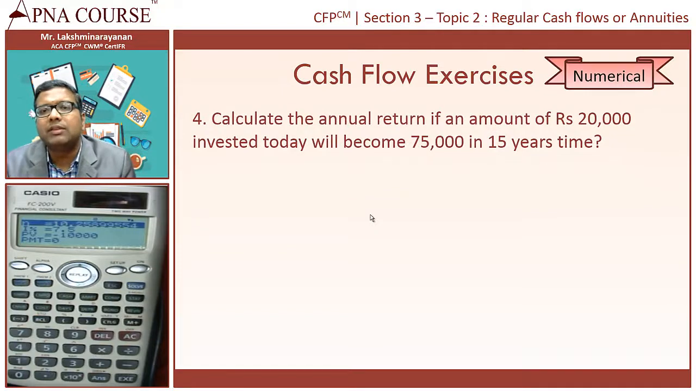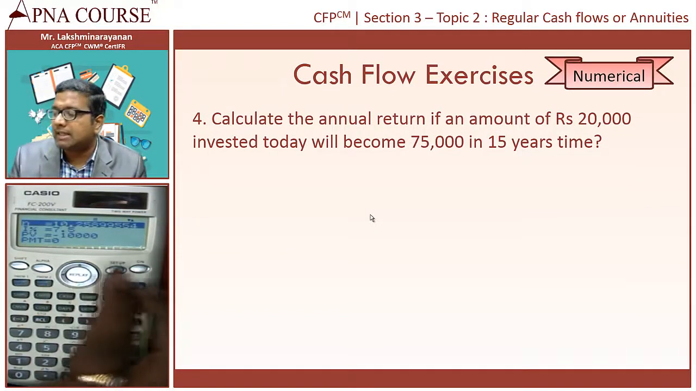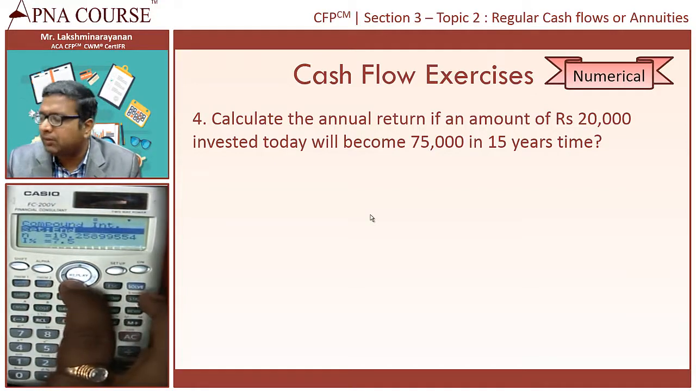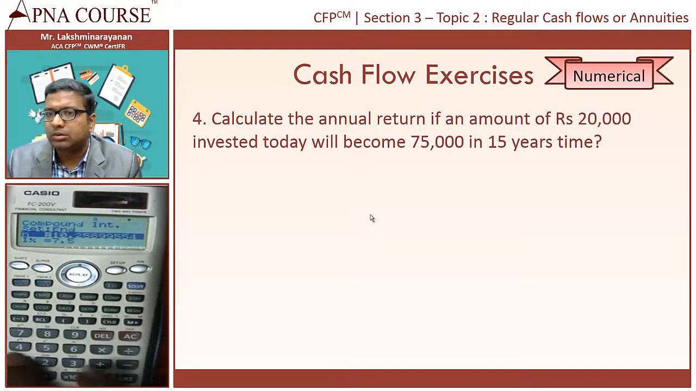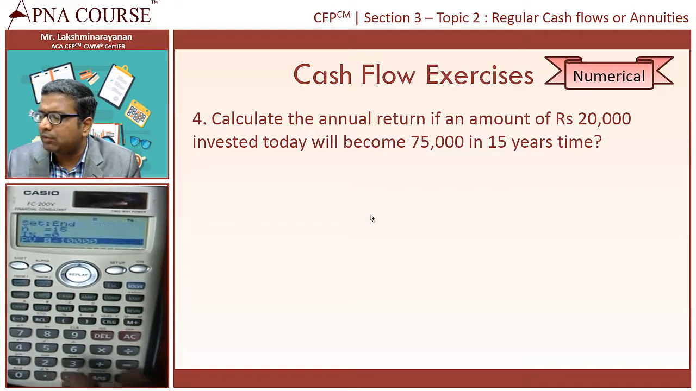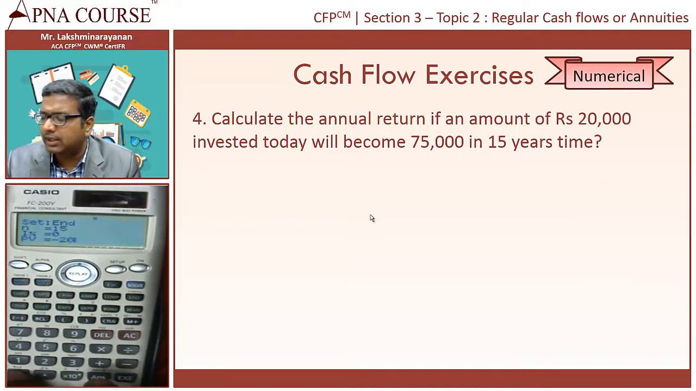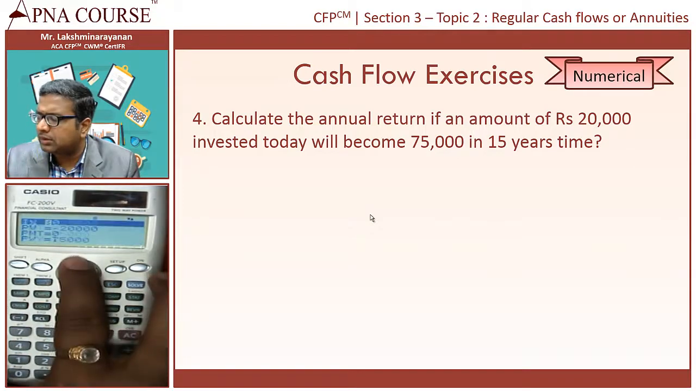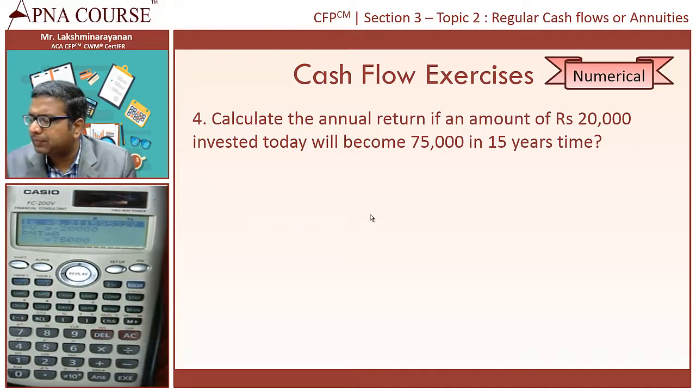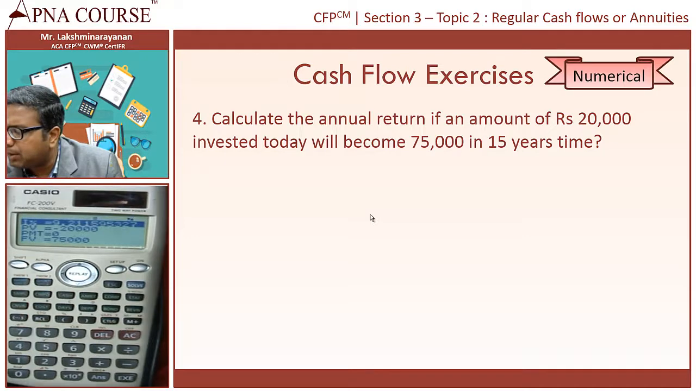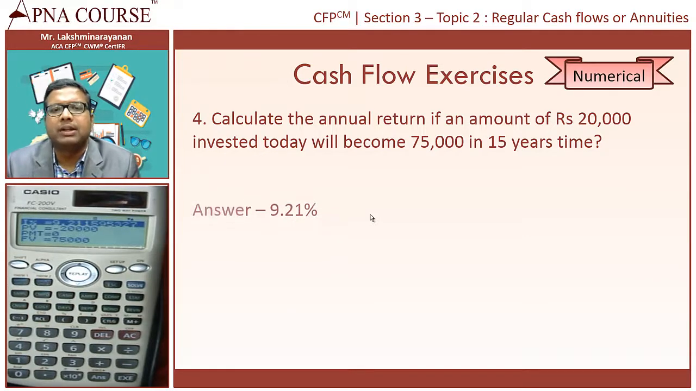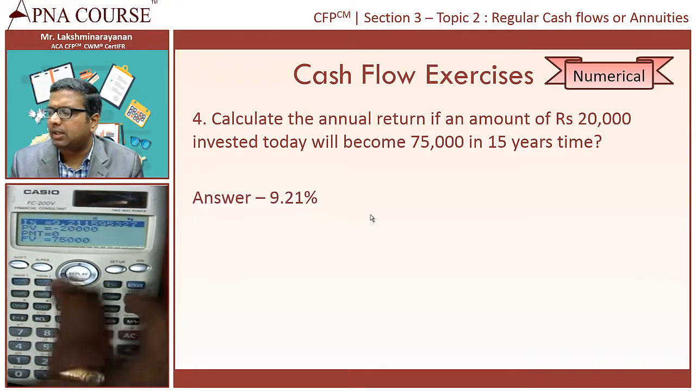Calculate the annual return if an amount of rupees 20,000 invested today will become 75,000 in 15 years time. So N is 15, PV is 20,000, FV is 75,000 and solve for I. 9.21% is the return on investment for this particular question.